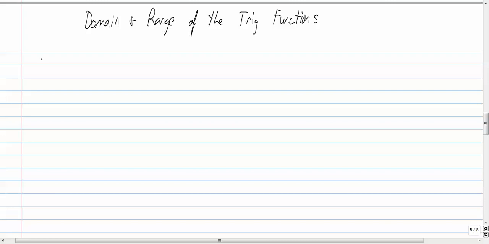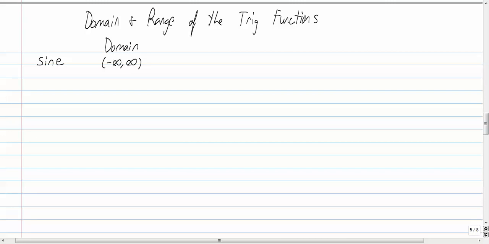Alright, so let's first look at sine. The sine function has a domain of all real numbers. So you could either write out all real numbers, or one way to write all real numbers in interval notation: negative infinity to infinity. So what that means is you can take the sine of any angle measure.